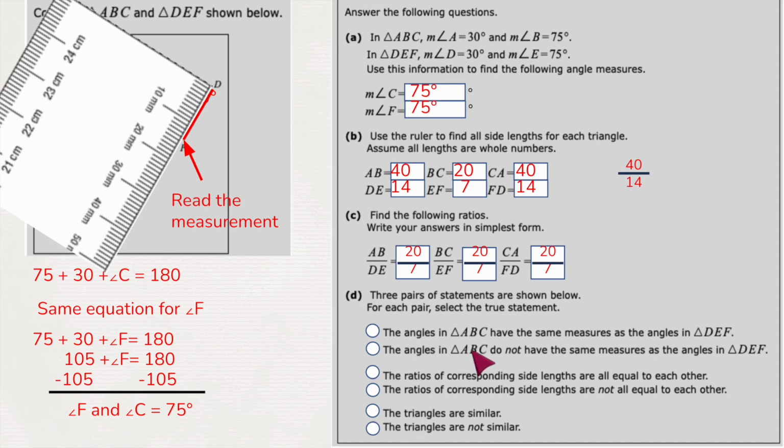So the angles in ABC have the same measure as the angles in DEF, or they do not. Well, they do, so we're going to select that first one. And then the ratios of the corresponding side lengths are all equal to each other, or they are not. Well, they are. They're all 20 over 7. And so since we have both of these highlighted, the angle measures are congruent and the ratios are the same, the triangles are similar. So this is kind of the idea of when you're going through and you're proving similar triangles.